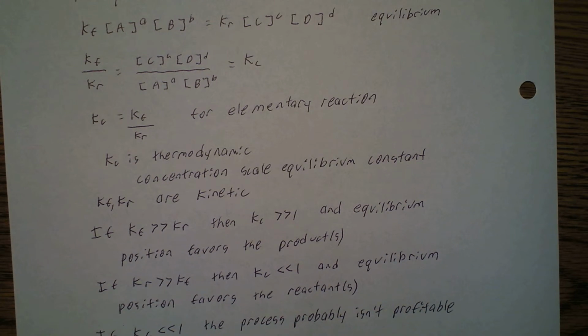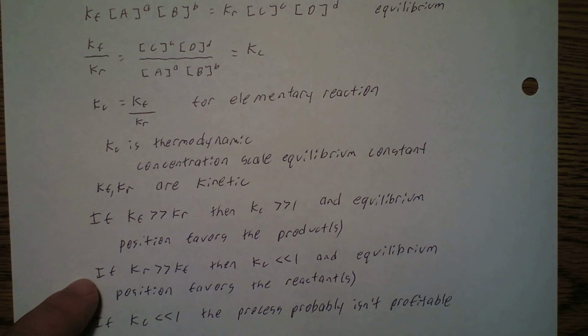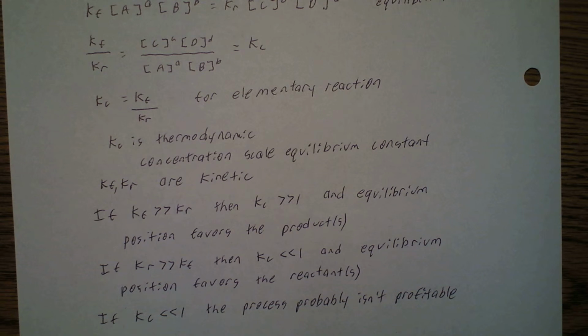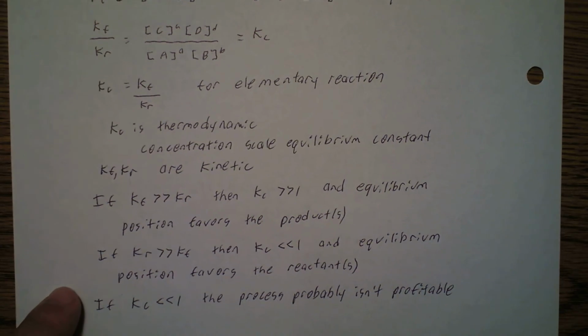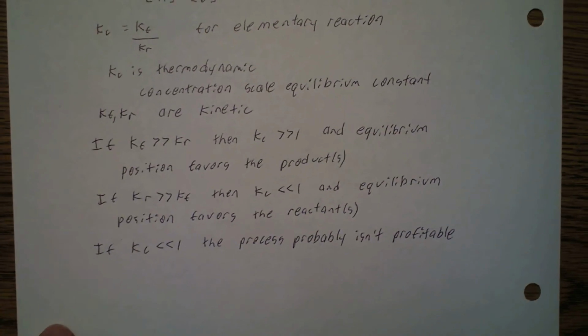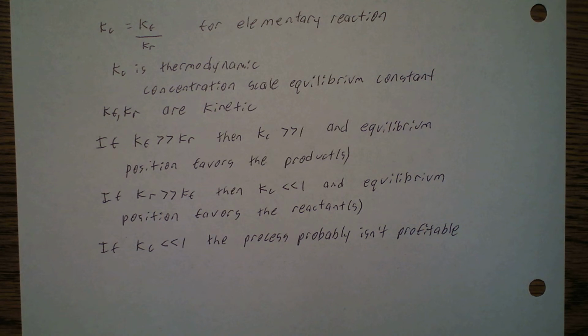Now if the forward rate constant is much greater than the reverse rate constant, then Kc, the equilibrium constant, is much greater than 1, and the equilibrium position will favor the product or products. If the reverse rate constant is much greater than the forward rate constant, then the equilibrium constant is much less than 1, and the equilibrium position favors the reactants. If Kc is much less than 1, the process isn't profitable, if you're talking about an industrial process.